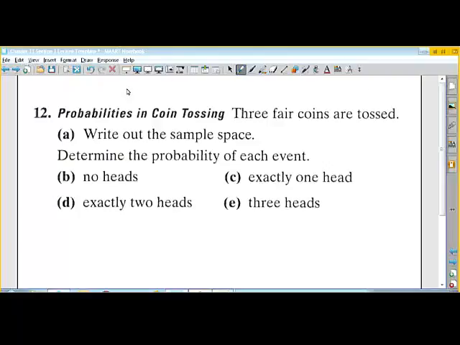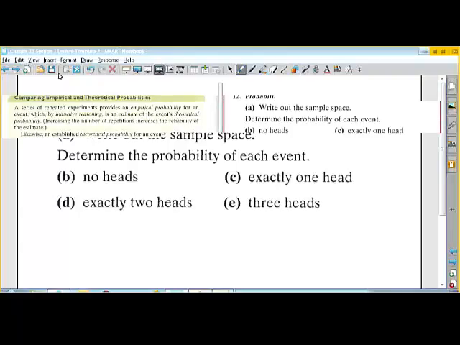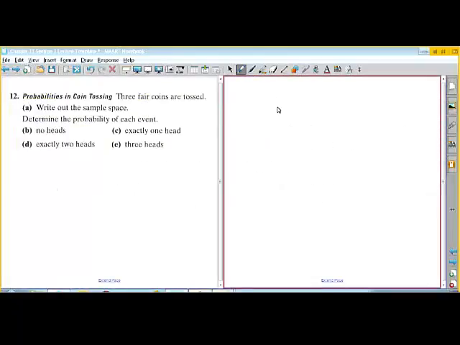Okay, so let's just do a few more problems like you're going to have for homework. So we're going to do the possibilities of tossing coins. 3 coins are tossed. Write out the sample space. Determine the probability of each event. So one way of writing out the sample space here would be to write all the possibilities of heads and tails. But we've just recently come up with a way of figuring out what the sample space is. So I'm going to do it the way that's a little more compact.